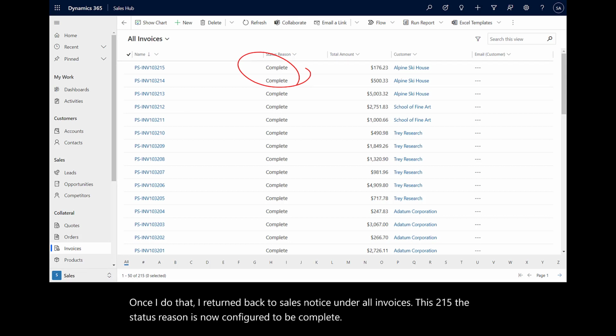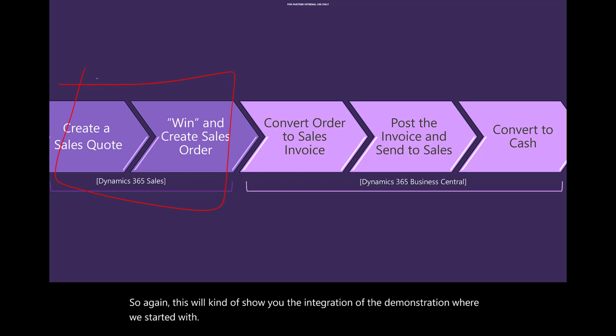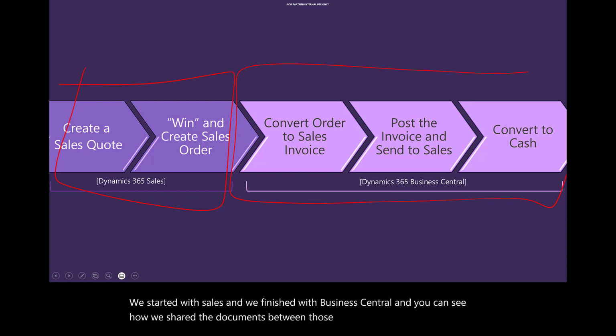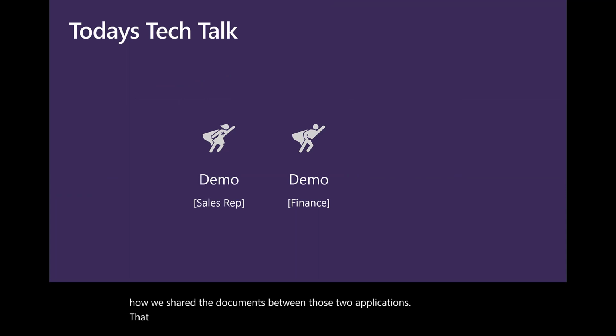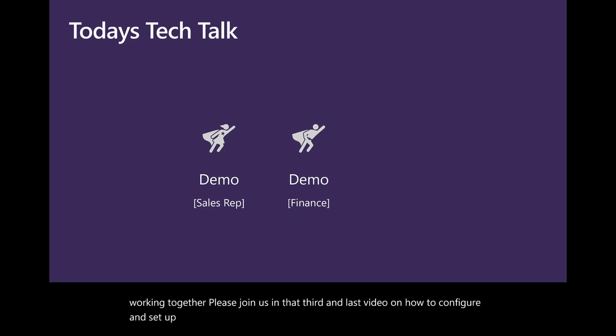So again, this will show you the integration and the demonstration where we started with Sales and we finished with Business Central, and you can see how we shared the documents between those two applications. That'll conclude this session on how to demonstrate the two applications working together. Please join us in that third and last video on how to configure and set up the integration for your demonstration environments.